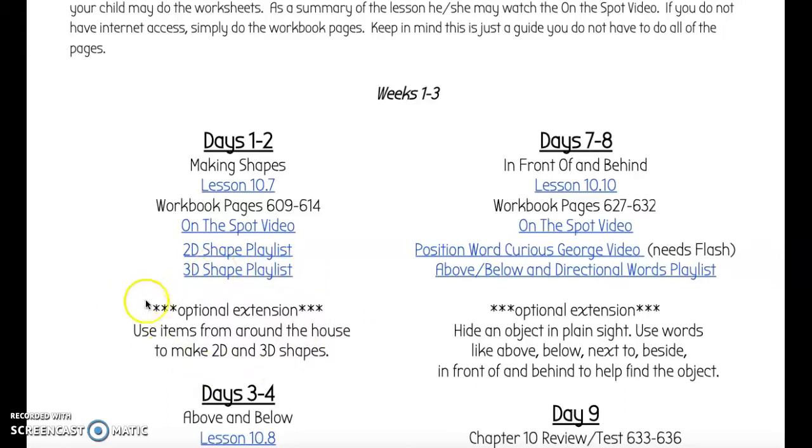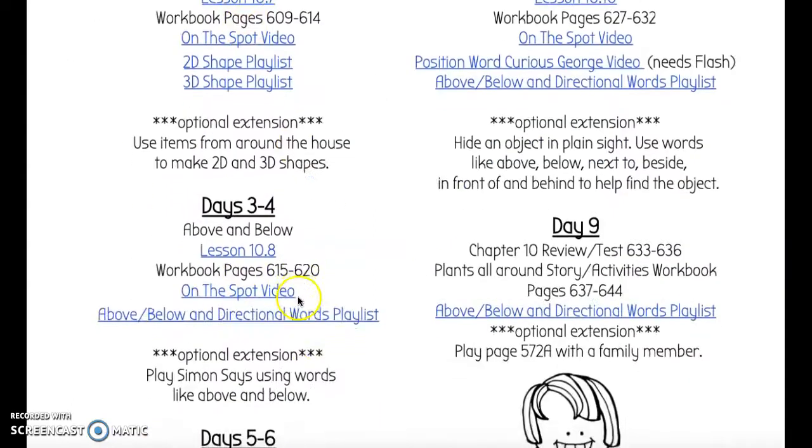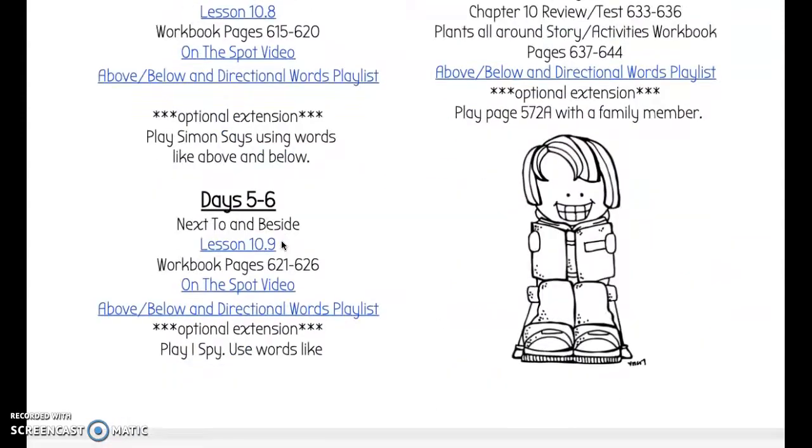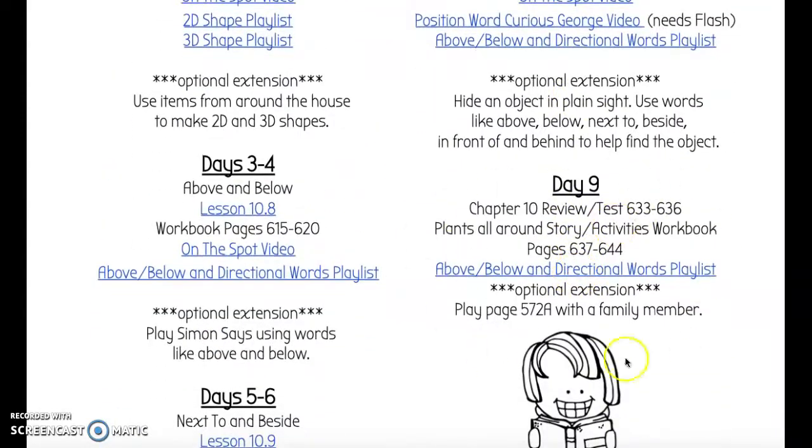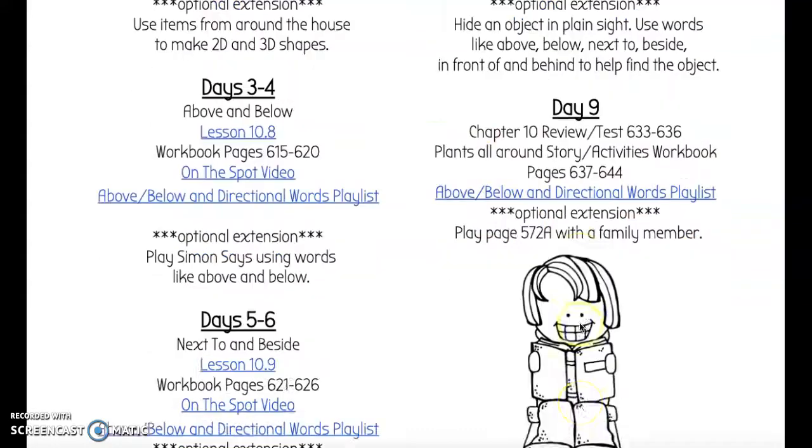And then there's also optional extensions that you can do if you don't have internet, or just some ideas of some fun activities for the kids to do related to this lesson. So then there's day 1 and 2, 3 and 4, 5 and 6, 7 and 8. Day 9, you can see it's a little different. There's a chapter review and some tests, but it gives you all the page numbers and what we're talking about, and then some videos and some optional activities.